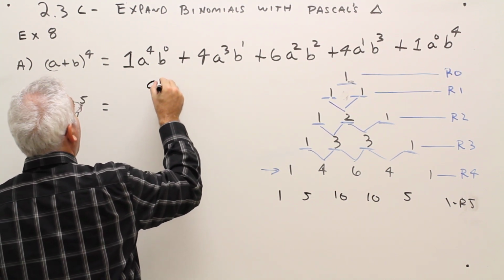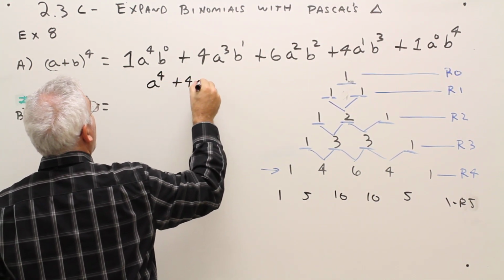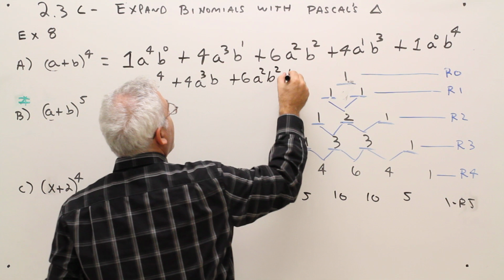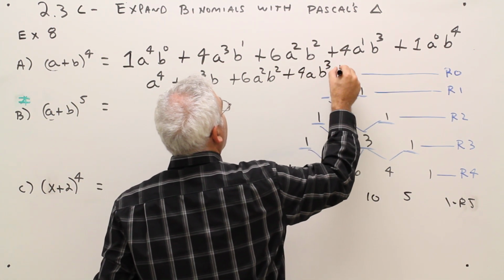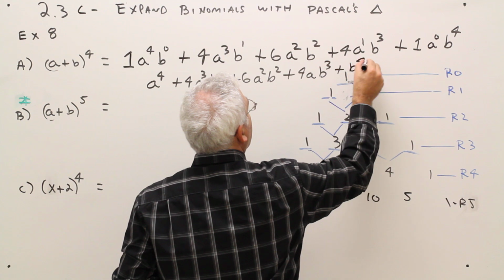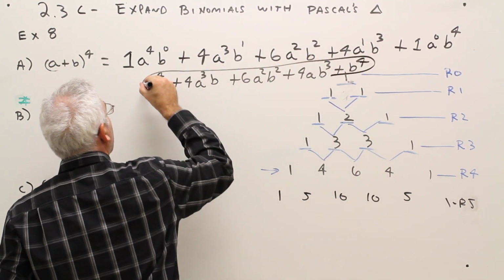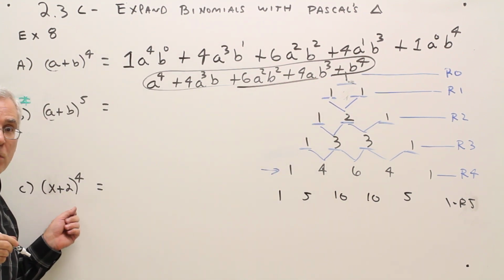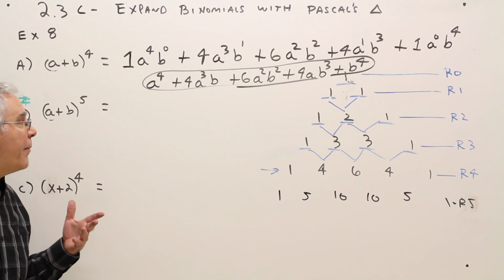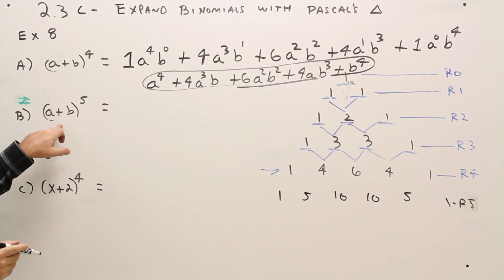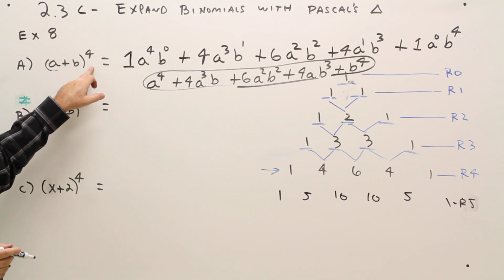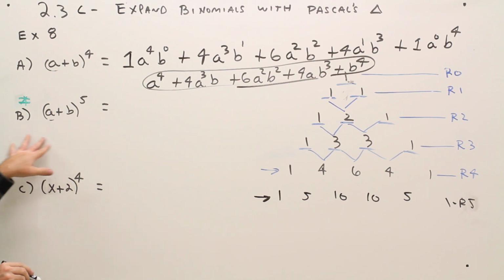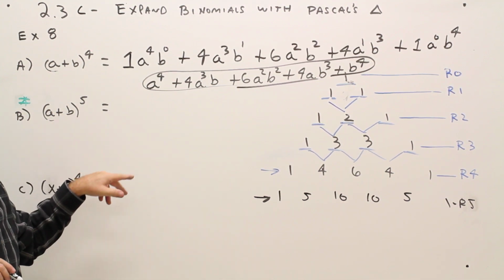So I can go a to the 4th plus 4a cubed b plus 6a squared b squared plus 4ab cubed plus b to the 4th. And the cleaning up will be especially important in this example, so it's a good idea to get in that good habit. Okay, well (a + b) to the 5th is going to be very similar to that, except now we're in row 5. I'm going to need some more room, so we'll start below here. I might need to wrap around.